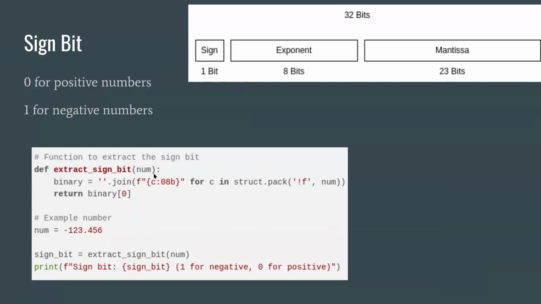And if we look at this Python code, we have a function called extract sign bit, and this function extracts the sign bit from the binary representation of a floating point number. This example uses a negative number to demonstrate that the sign bit is 1 for negative numbers.